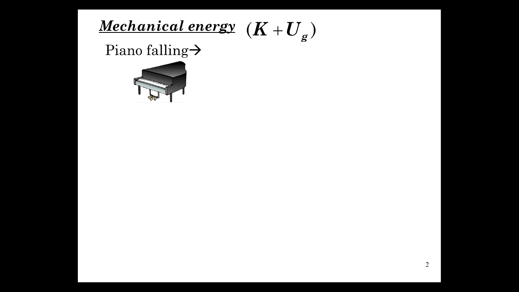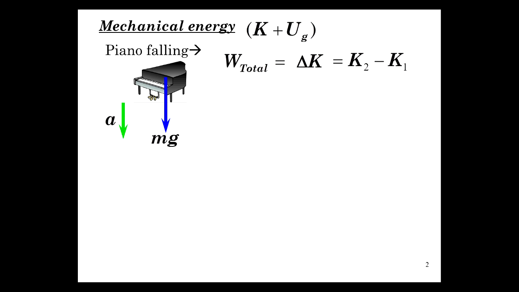So let's consider a falling piano. We have gravitational tug acting on it, and it's accelerating. Total work done on the piano is delta K. Keep in mind the work-energy theorem. It continues and will continue to be a very valuable reality for us to consider in our problem solving. So it's K2 minus K1.